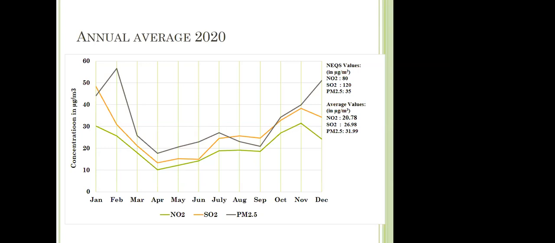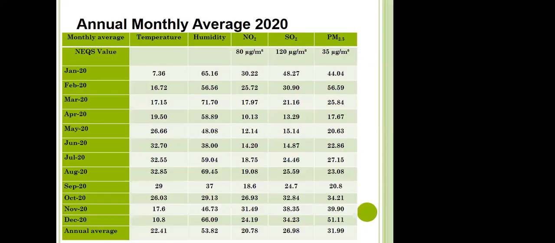You can see the situation. You can see the graph. This is our annual monthly average report of 2020. NO2 and SO2 are within range. But PM 2.5 in a few months, you can see the average is out of NAQS, not in compliance with NAQS. And from March, it came under the NAQS because in March 2020, from mid of March, after 15 March, lockdown was imposed in Islamabad. But industries also improved a lot.